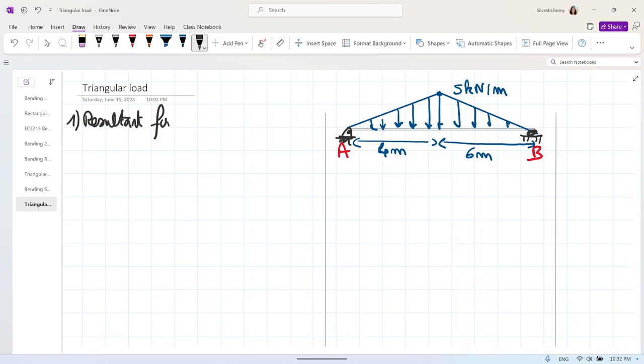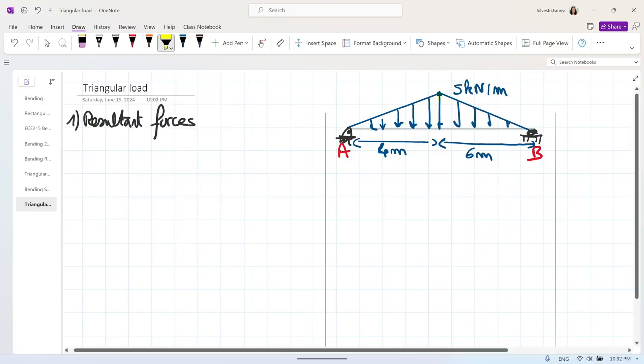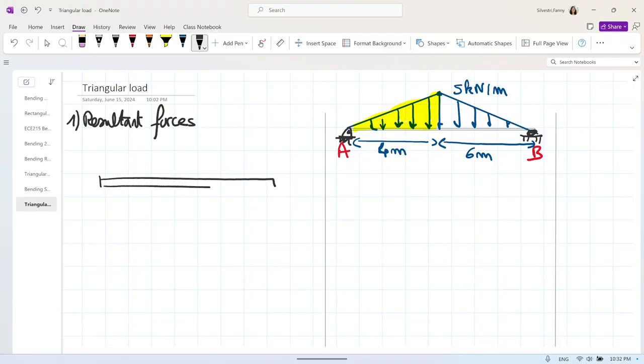I put an S because we will first do the resultant force of the triangle that is to the left. So we will do that triangle first, and after that the other triangle. So let's start with this one. I'm drawing my beam again.